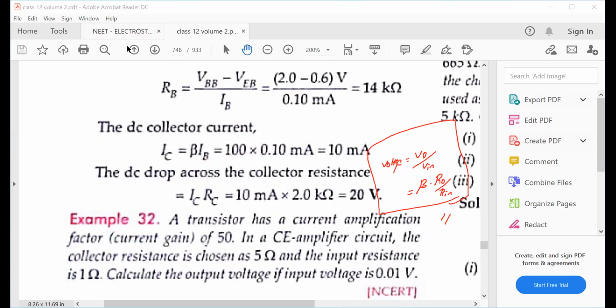Got the answer? So V output is 2.5 volts. Yeah, ma'am, correct. V output is 2.5 volts. Anyway, I'll send you this document. Please do practice. One transistor question, one diode question, and one logic gates question compulsorily. Three questions we can expect from these semiconductors.